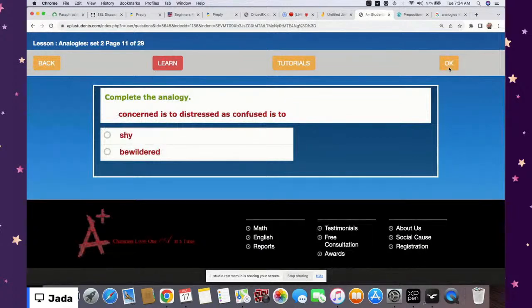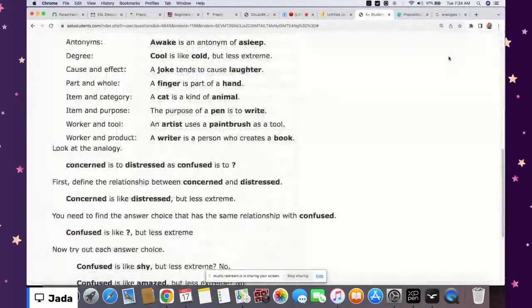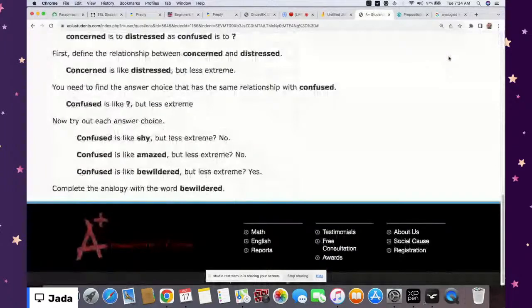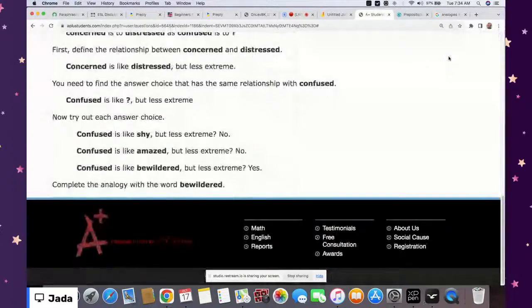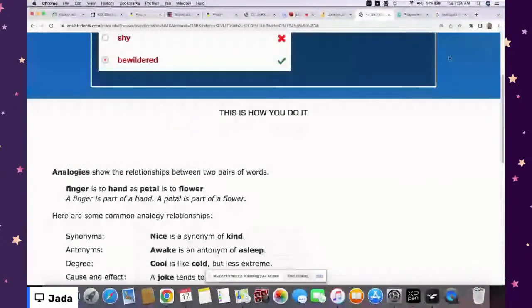microscope. Concerned is to distressed, as confused is to what? Bewildered or shy? Shy? Okay, let's see if shy is the right one. We have shy here. So why is shy wrong? Like I said, you scroll down. Okay, shy is not less extreme. That's why. Yes. The second answer was correct.